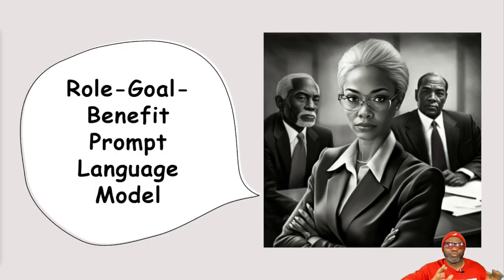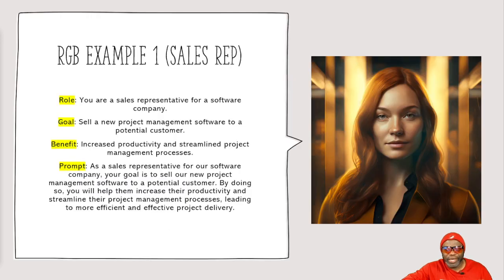The model is the role, goal, benefit prompt language model, coined by yours truly. Because I come from the world of Agile, I take things from the world of Agile and use them. So the role, goal, benefit language model is really from the world of user stories, right? It's been around for a long time. And all I'm doing is taking that structure of a user story and crafting it into my prompt.